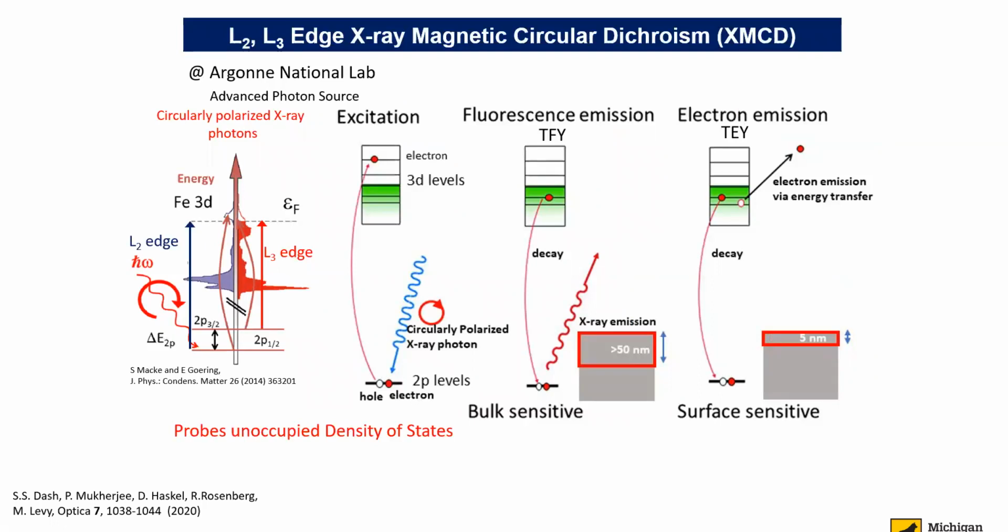At Argonne National Lab, we did X-ray absorption spectroscopy and X-ray magnetic circular dichroism measurements at 4-ID-C with circularly polarized X-ray photons in the presence of a magnetic field. For bulk measurements, we performed total fluorescence yield. It is bulk sensitive because it probes 50 nanometers deep. For the surface measurements, we performed total electron yield. It probes 5 nanometers deep because we study the surface electrons ejected in the process.